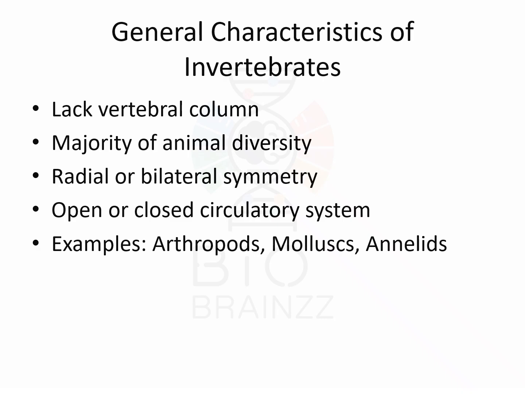Invertebrates can exhibit either radial symmetry or bilateral symmetry depending on their evolutionary lineage. Their circulatory systems may be open, when blood flows freely through body cavities, or closed, where blood circulates within vessels. Examples of major invertebrate groups include arthropods, each with unique structural and functional adaptations.